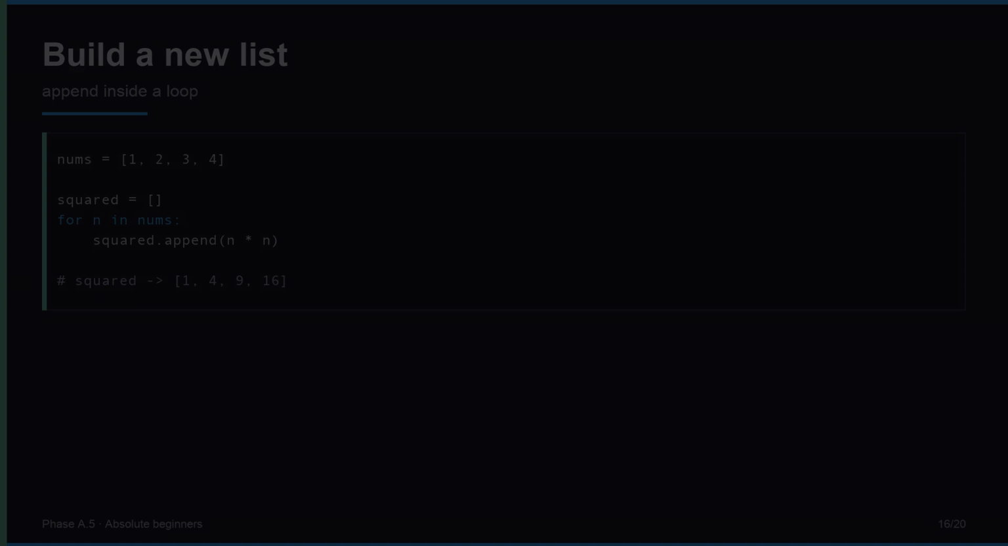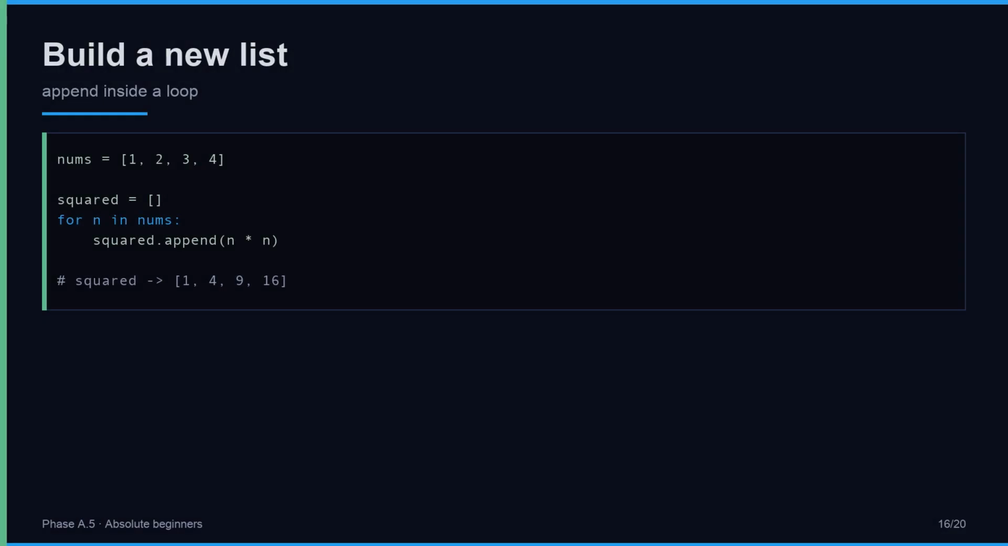You can also build a brand new list inside a loop. Start with an empty list, squared equals square brackets. Loop over a list of numbers. Inside the body, compute the square, then append it to squared with squared.append. After the loop, squared contains every result, in order. This is the append pattern, and it is how you transform one list into another before you learn list comprehensions. Initialize empty, append inside, use the full list after. 3 steps again. Empty, append, use.